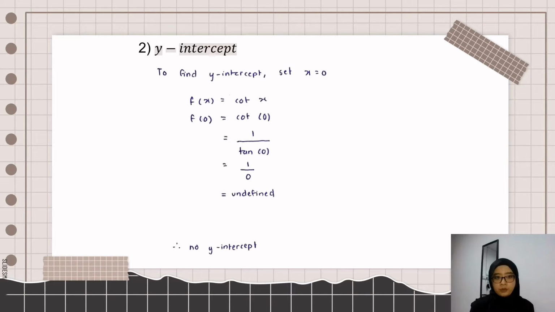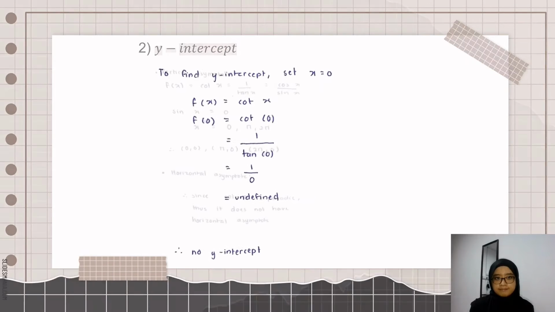Next, we need to find the y-intercept. To get the y-intercept, we need to set x equal to 0. After we solve it, the answer that we get is undefined. Thus, there is no y-intercept.